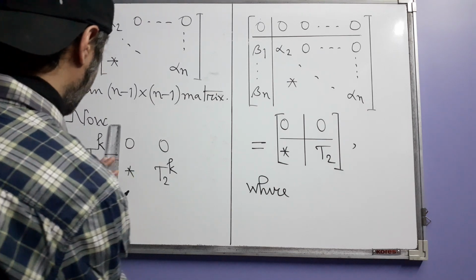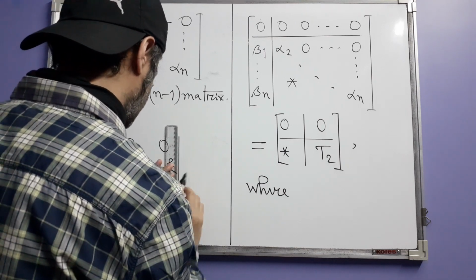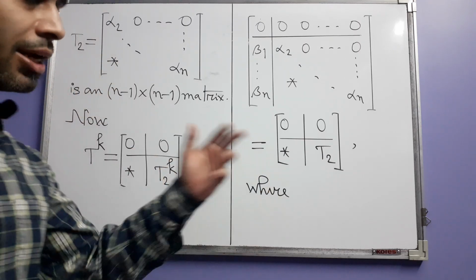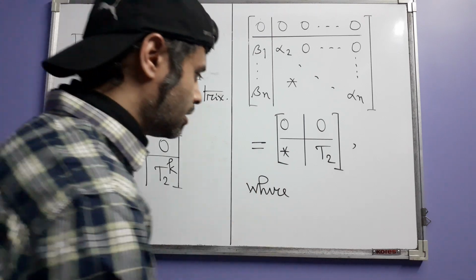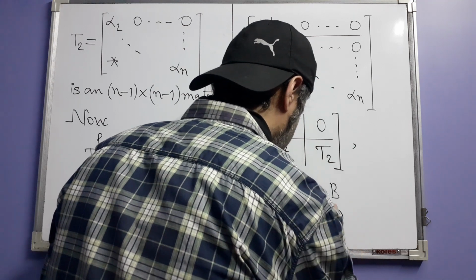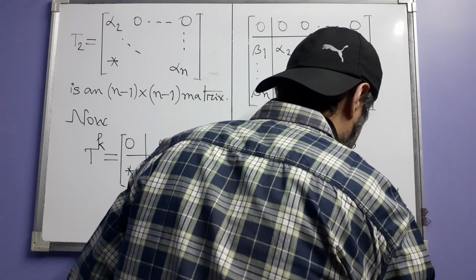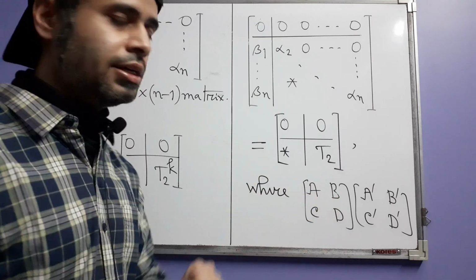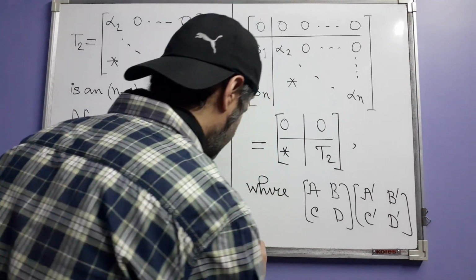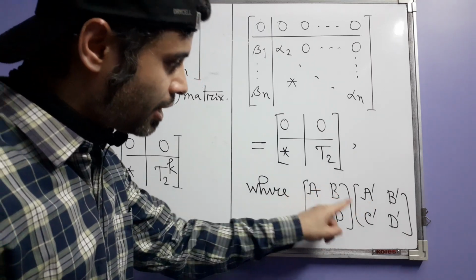When you work with block matrices, the blocks behave like ordinary entries. For example, if you multiply two such block matrices where the blocks are of appropriate size, say you have A, B, C, D times A prime, B prime, C prime, D prime, where these are not individual field elements but they are arrays, they are blocks, then you can apply your usual matrix multiplication rule, A times A prime plus B times C prime.